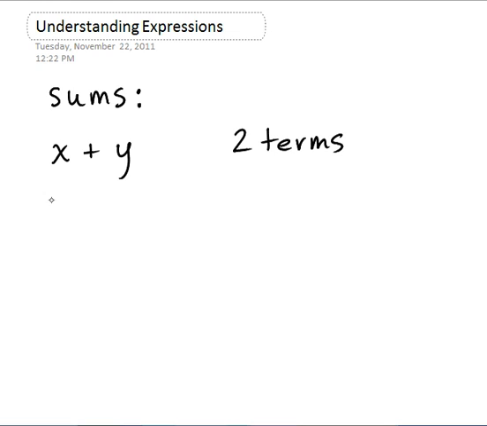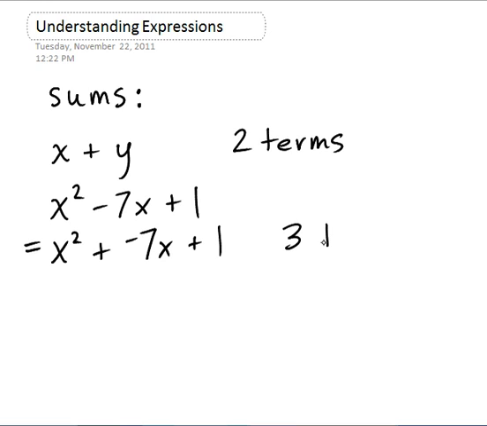Okay, here's a more complicated sum. x squared minus 7x plus 1. There is a subtraction involved, but all subtractions can be eliminated in favor of additions. This is the same as x squared plus negative 7x plus 1. And this is a sum of three separate terms. The first term is the x squared, the next one is the negative 7x, and the last one is the 1. These three terms are being added up, so this is a sum.